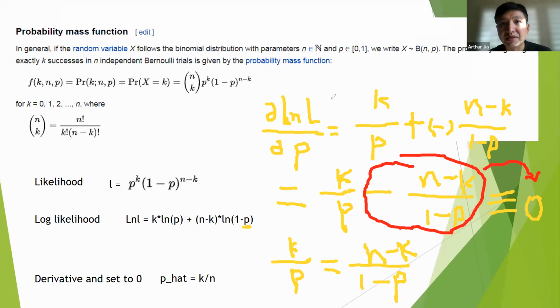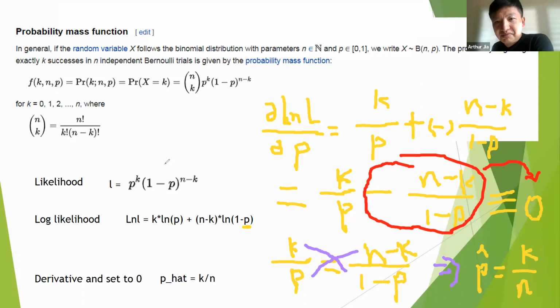Then the next step is easy. You just simply cross multiply. And this will give you what? You can solve this by yourself. This is an easy practice. And this will give you the p hat, the best p-value, equal to K divided by N. Yeah, the job is done. Does that make sense?